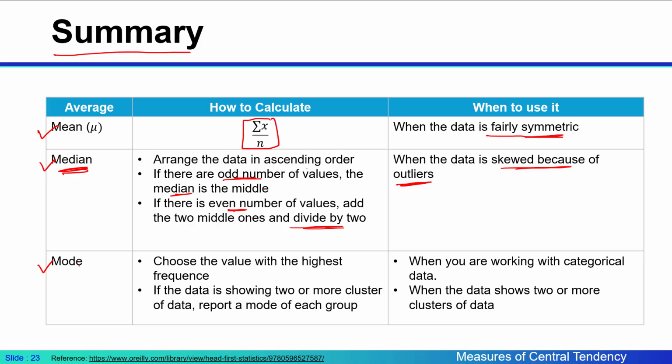That's it. And when it comes to the mode, it is actually the highest frequency. Basically this is used whenever you have 2 or more clusters of data. In that case, mode is a perfect average to use, and it will work for categorical data too. If your data is categorical, you can use mode. Whenever your data has 2 or more clusters, you can use mode to represent the data.